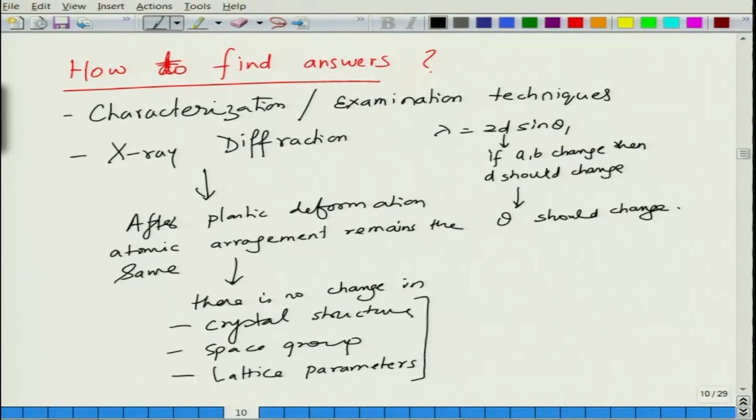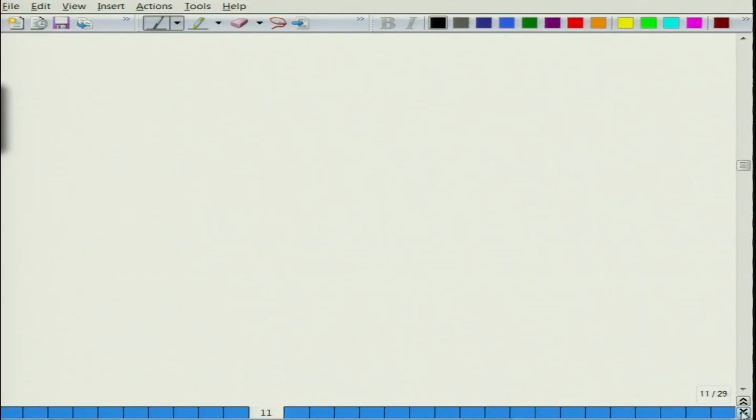There is no change in volume as well. So, lattice volume remains constant. There is no change in lattice volume, no change in lattice parameter, no change in space group, no change in crystal structure. So, the question is what happens to the material? These are the questions that we are going to answer in the next few lectures.